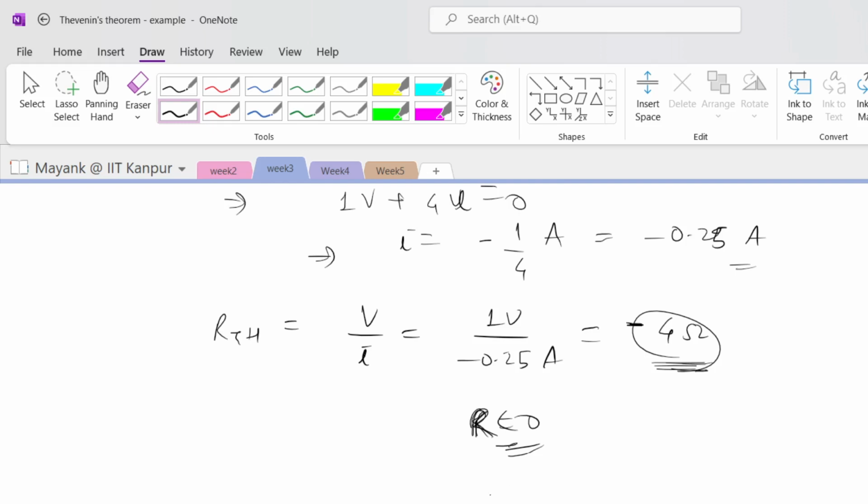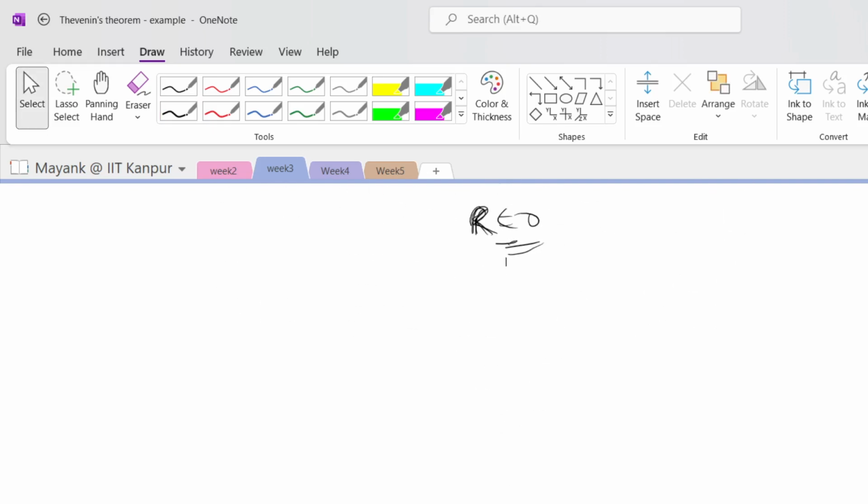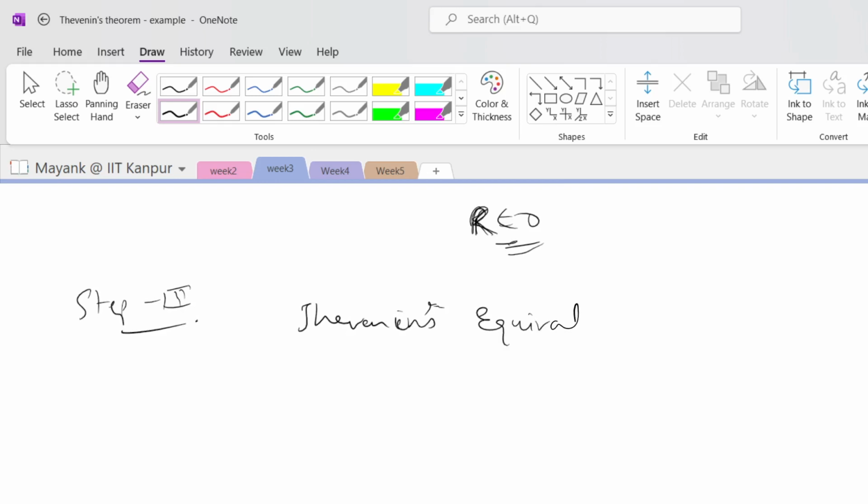Yeah, so finally the Thevenin equivalent will be what? Step 3 is my Thevenin's equivalent. So this will become of this kind, right? There will be a voltage source, there will be a resistance. This is R Thevenin, this is V Thevenin.